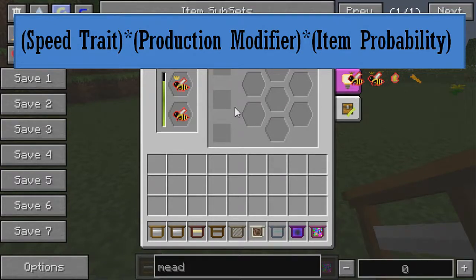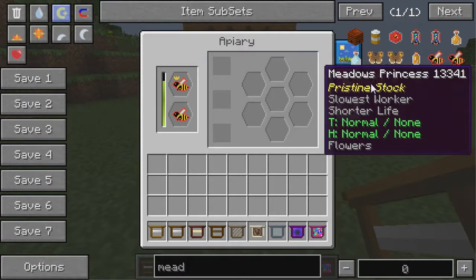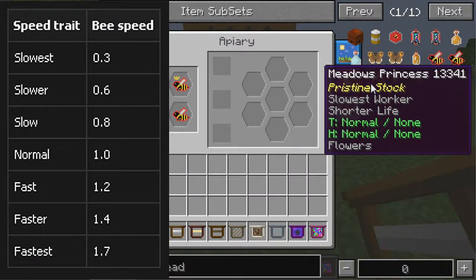Okay, so what does that all mean? Well, the speed trait is what's shown on your bee either when you look at it in a Beealyzer or in NEI. So we can see that the Meadows Princess is the slowest worker, okay? And the slowest trait is the worst trait that you can have, and I will throw up a pop-up right now to show you that. But that has a 0.3 bee speed. Okay, keep that in mind, we have a 0.3.